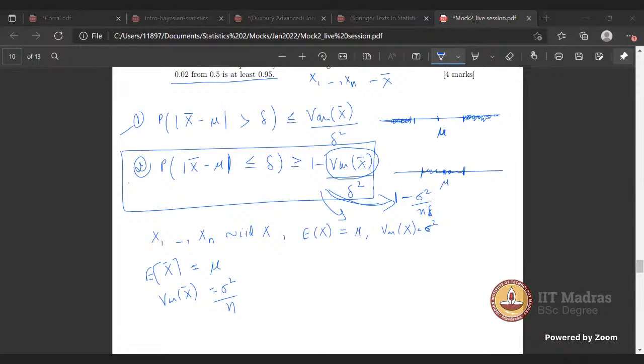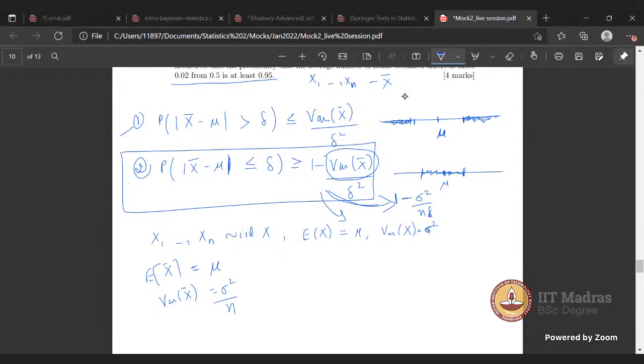Here is the formula, probability of mod of x bar minus mu. When x bar comes, then n comes into the picture, no? Yes, it comes into the picture. Then n delta square should be there, if x minus mu is greater than delta. I will tell this one more time, then I will come to you again.